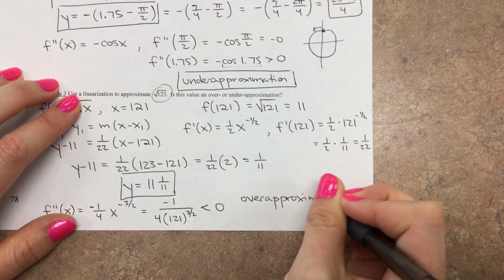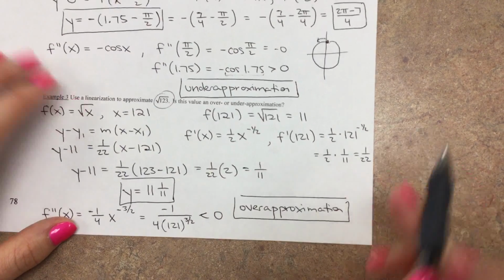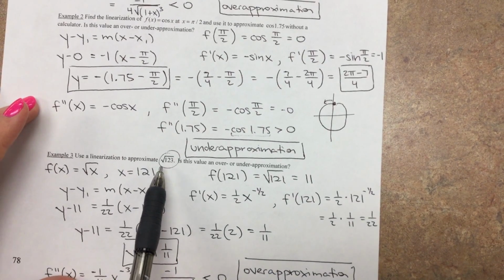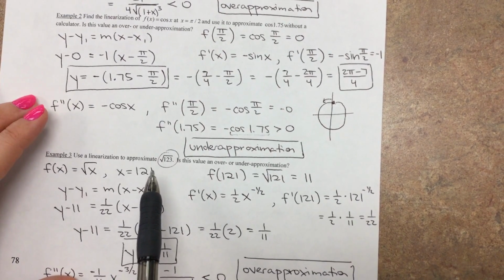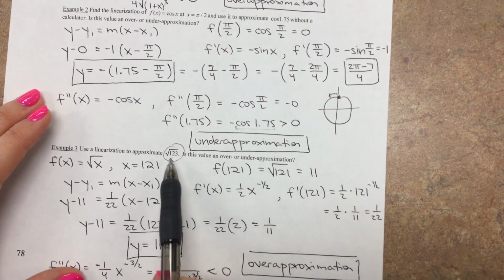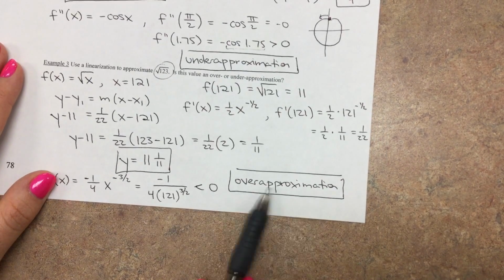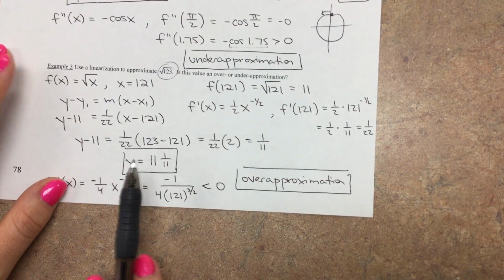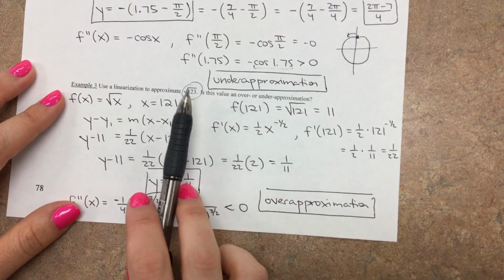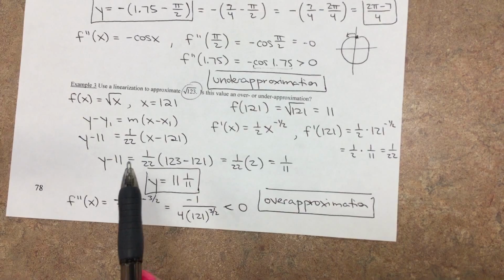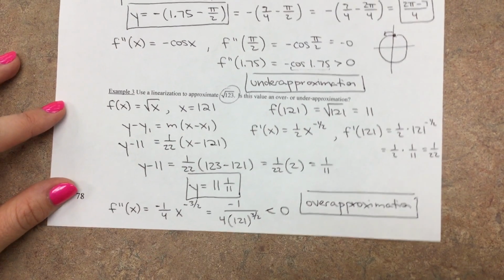And the farther away that you get from the point of tangency, the worse that approximation is going to be. So if I had wanted to know the square root of like 121.1, it'd be over, but it wouldn't be that much over because it's really, really close to the point of tangency. I'm a full 2 units away from the point of tangency, so it's going to be an over approximation. It's actually probably going to be fairly far away from what the real value should be, because as I move farther away from the point of tangency, I kind of lose some of the accuracy that I would have. All right, so that is how you do linearization and approximations.